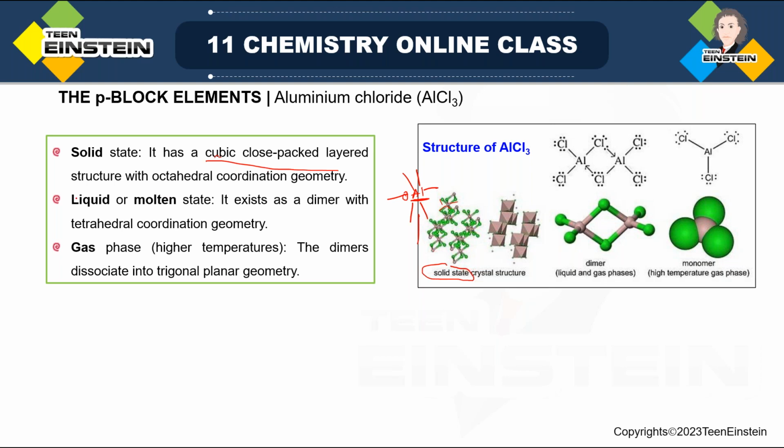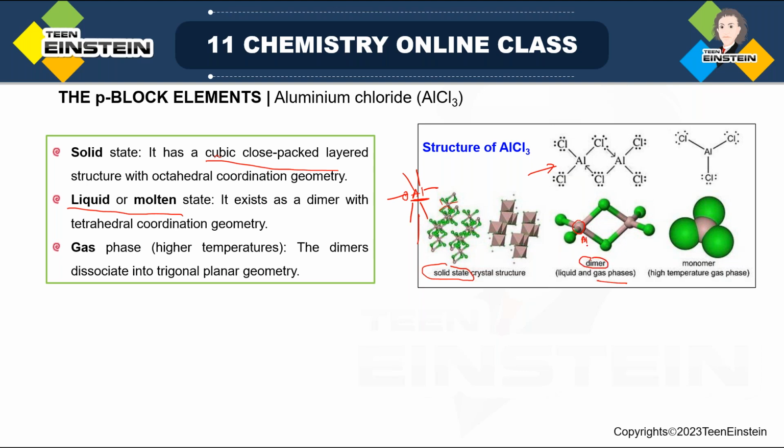But when it is in liquid state or molten state, now the dimer form is important. So it exists as a dimer with tetrahedral coordination geometry. Sometimes it is also in gas phase, because when we say gas phase, it is not a particular temperature. There may be low temperature gas phase or high temperature gas phase. For low temperature gas phase, liquid state and molten state, we get this type of dimeric structure. As you can see here, this part is aluminium, compared with the picture above it. Here 2 AlCl3 together form this dimer.